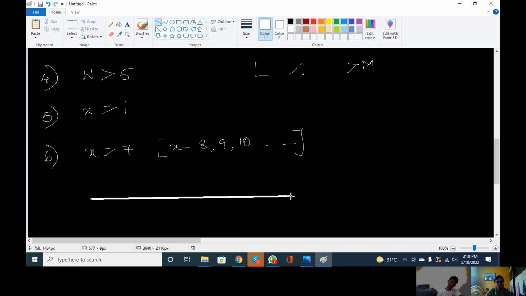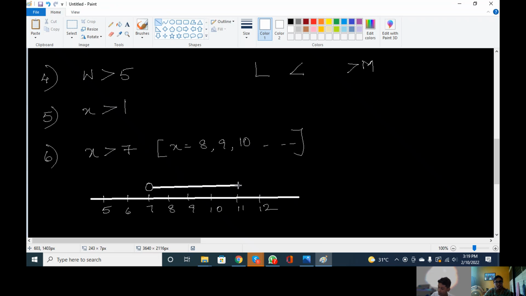Draw a number line, starting from 5, 6, 7, 8, 9, 10, 11, 12. Now x values are more than 7. So circle this 7. More than means 8, 9, 10, so they are right side values. So open the right side. And the circle should not be filled because 7 is not included in the range. Okay?